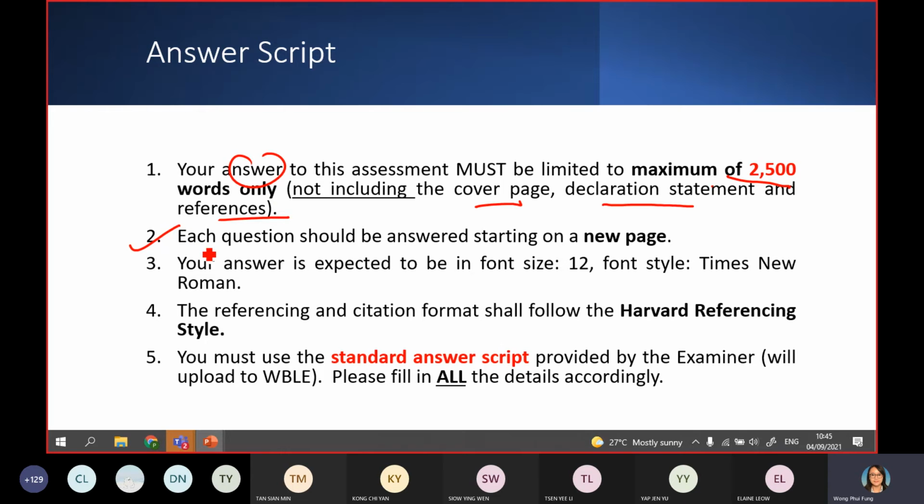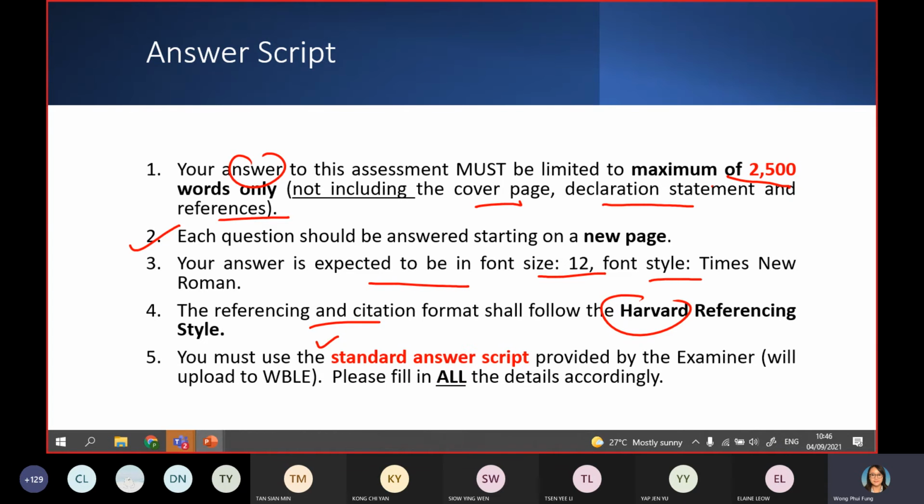So each question you should answer starting from a new page. The font size and font type, I already set in the answer script. You need not do anything, okay? And if you have any references, you can use Harvard referencing. Okay, bear in mind, you have to use the standard answer script provided. I will upload the answer script at the Weblr.